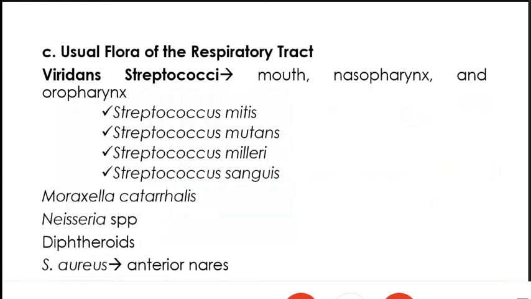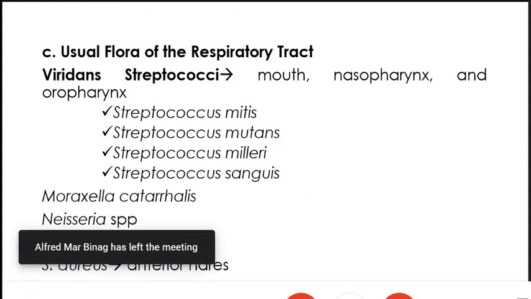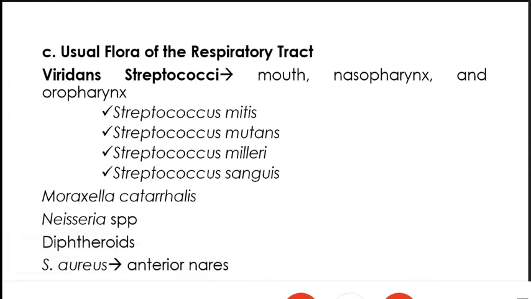Now, in the respiratory tract, here you still have your Viridans streptococci, wherein they're commonly found in the mouth, in the nasopharynx, and oropharynx. But later on, you will see why they remain to be your normal flora, because of the defense mechanisms of humans. What they have in the mouth, your saliva, protects you from getting sick, it neutralizes the microorganisms even if they are there. And then in the nasopharynx, you have your cilia, the hairs in the nose, and also in the oropharynx.